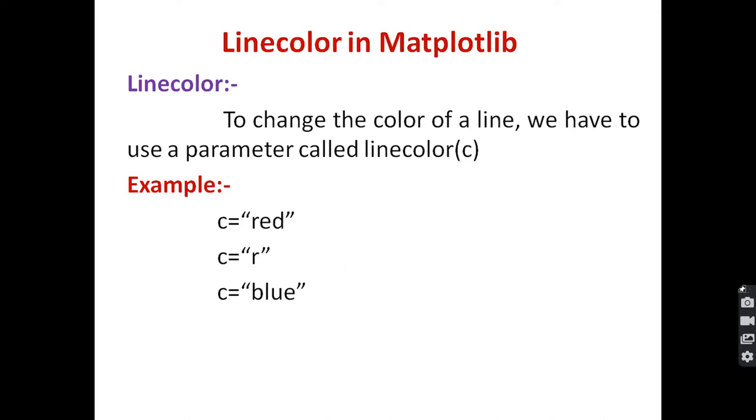Next one, how to change the color of a line? To change the color of a line, we have to use a parameter called the line color parameter. That line color parameter can be represented with only C. C is equal to, within the double quotes, red. Otherwise, C is equal to, within the double quotes, R. Okay. Both formats are correct. Either this format or this format. Okay. The linecolor parameter is not there. Only we have to write C. C is nothing but line color.